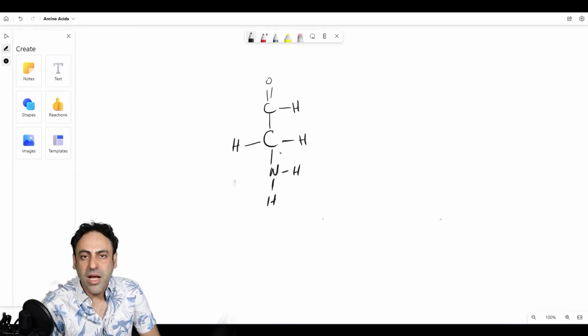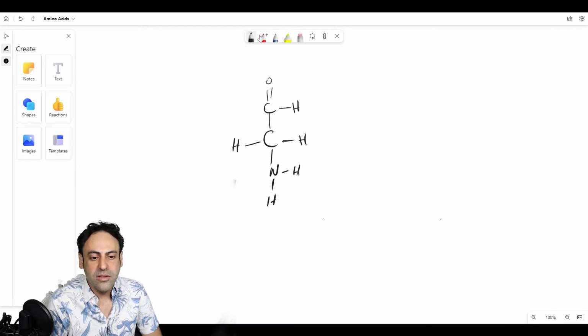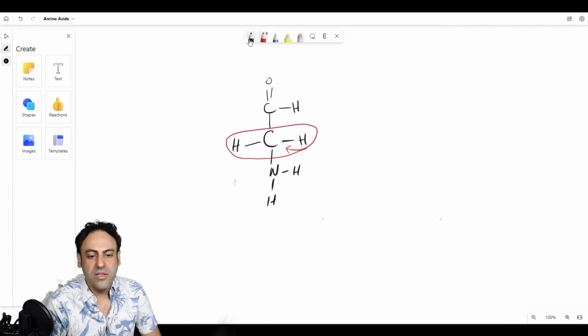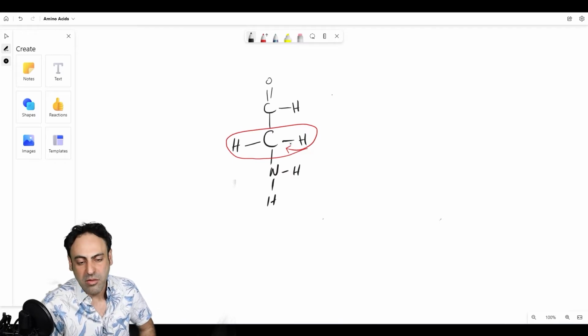Glycine is the only amino acid that is achiral. That means two identical groups are connected right here. If you pay attention, these two are the same, two hydrogens. That's why it's going to make it achiral. This molecule is not chiral, and this is the only amino acid on the planet which is achiral.